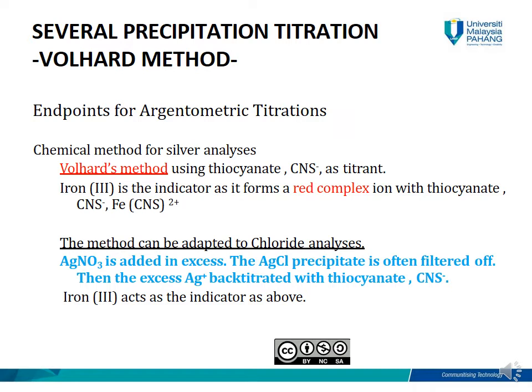Okay, so for the endpoint of the Volhard method, you know that you use thiocyanate as your titrant, and you also use iron 3 plus as the indicator. What you can see from this titration is that at your endpoint, the red complex ion will be formed. This red complex actually comes from the thiocyanate ion.